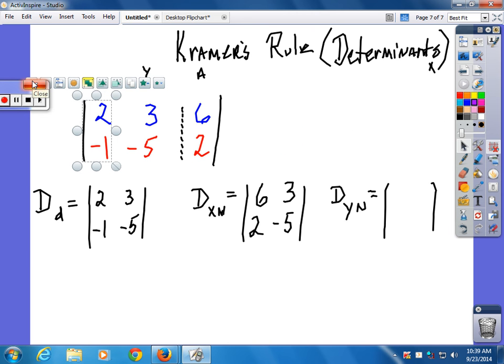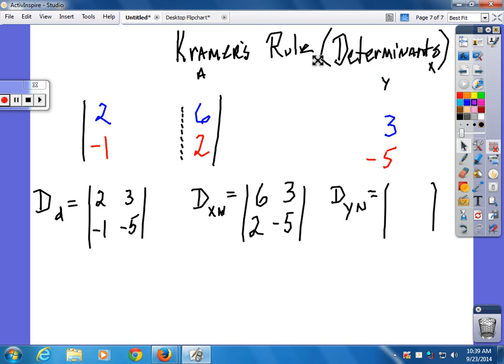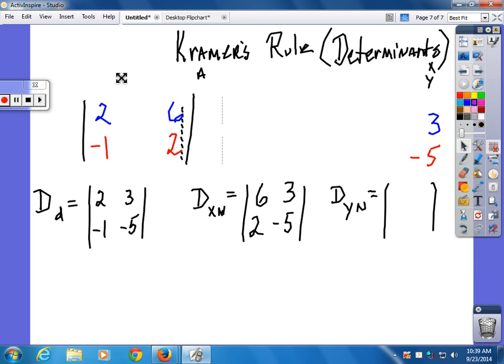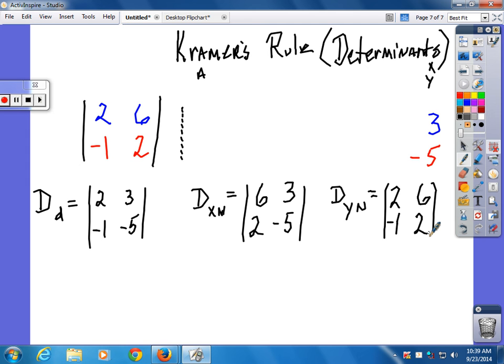All right, now I'm going to set up my third one. I'm going to take my Y out and plug in what? My 2 and my 6 right there, and there's my third matrix. 2, 6, -1, 2. And now you just have to find the determinant.